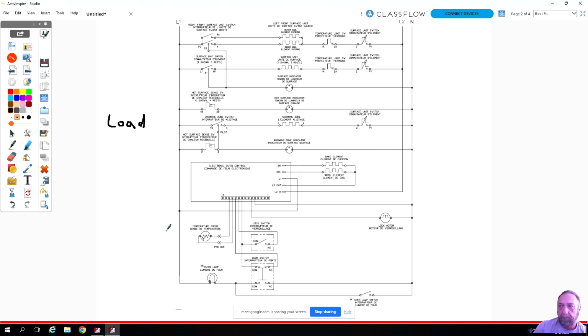What is our load? The control, yeah, the oven control. I saw you, Douglas, but you're muted, so I can't hear you. So it is the control board. That is our load. Okay, so if you got the diagram, take a minute and tell me, where does power go into this board that makes this board work in the first place?